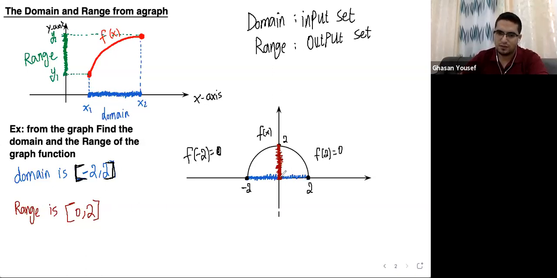At 0, we have two values. F of -2 is 0, so the 0 is used and is included. Also f of 2 is 0, so the 0 is included. So the 0 for the range is included. And also here, the 2 is included because at x equals 0, f of 0 is 2. So the 2 is used. So we have to make it closed.